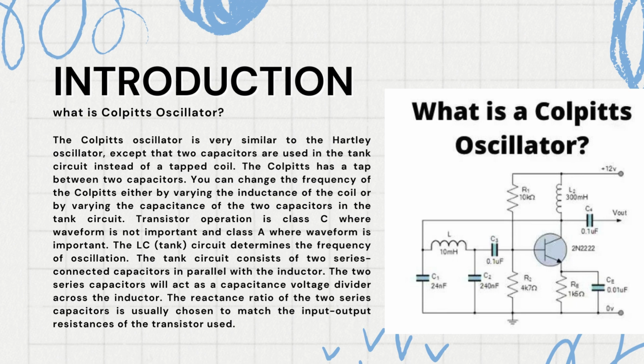The tank circuit consists of two series connected capacitors in parallel with inductor. The two capacitors will act as a capacitance voltage divider across the inductor. The resistance ratio of the two series capacitors is usually chosen to match the input-output resistance of the transistor used.